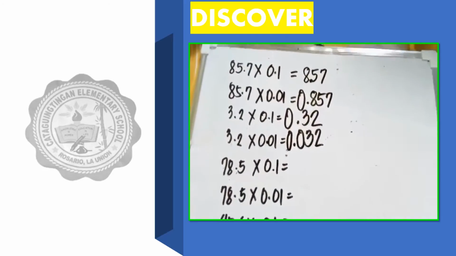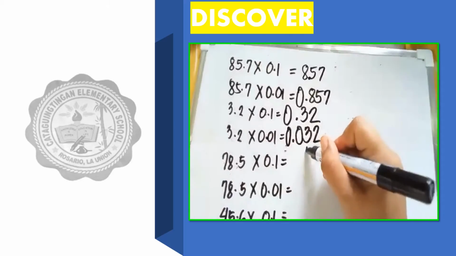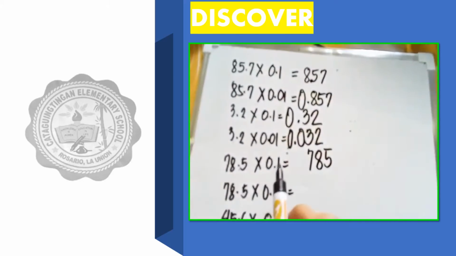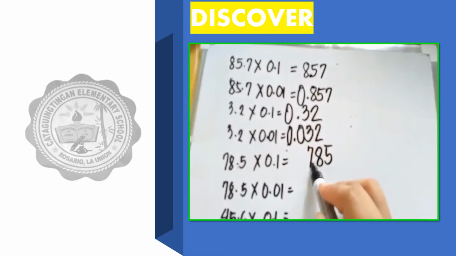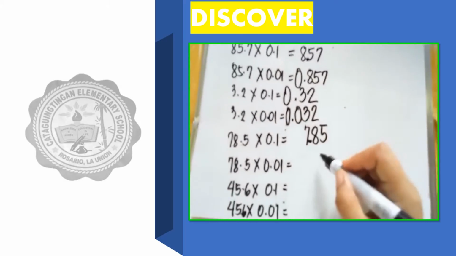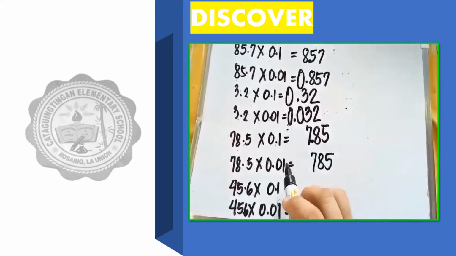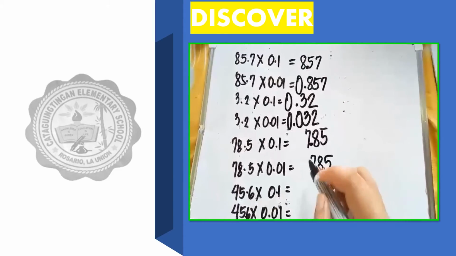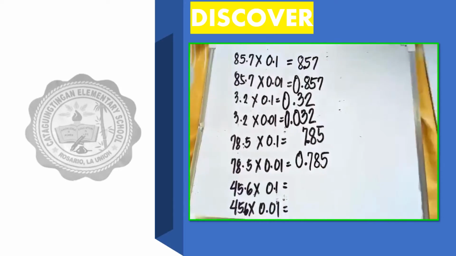Okay. Do you get it? Now, 785 again. Then, let us count the decimal places. 1, 2. So, 1, 2. Next, another. 785 again. Then, let us count the decimal places. 1, 2, 3. So, 1, 2, 3. There is its decimal point. Then, we will add 0.